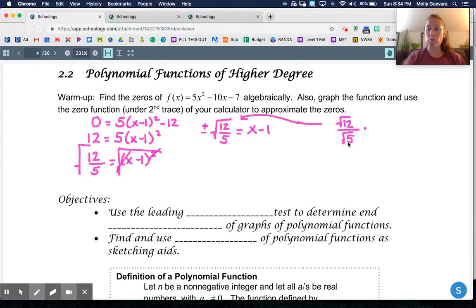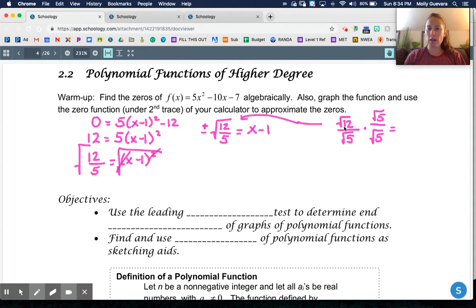So what we do is we're going to multiply by 1, right? If I multiply this by 1, it doesn't change. But I'm going to multiply it by 1 in the form of root 5 over root 5. Okay, and the reason I did that is because that's what my denominator is.